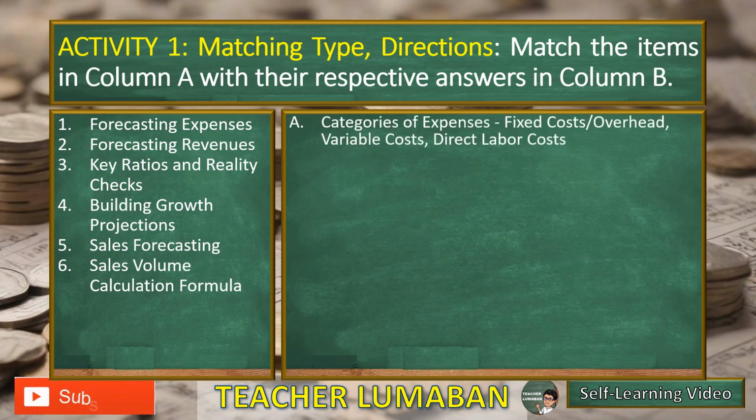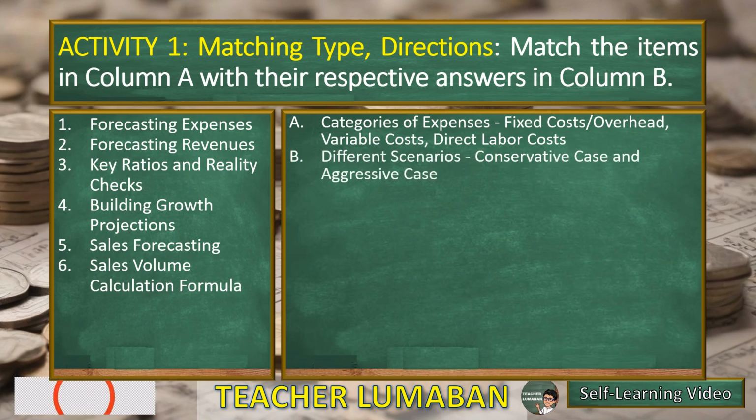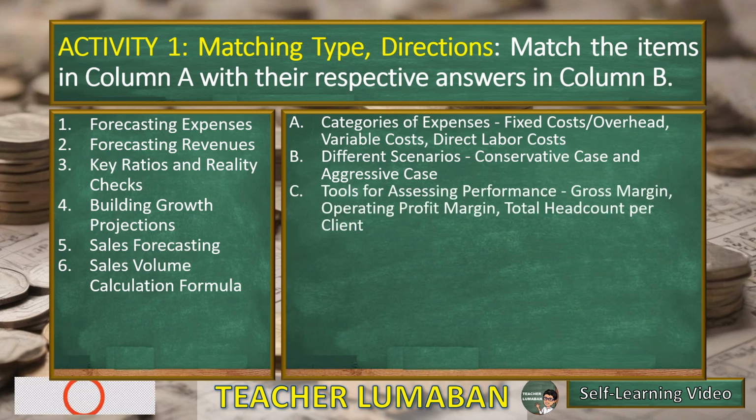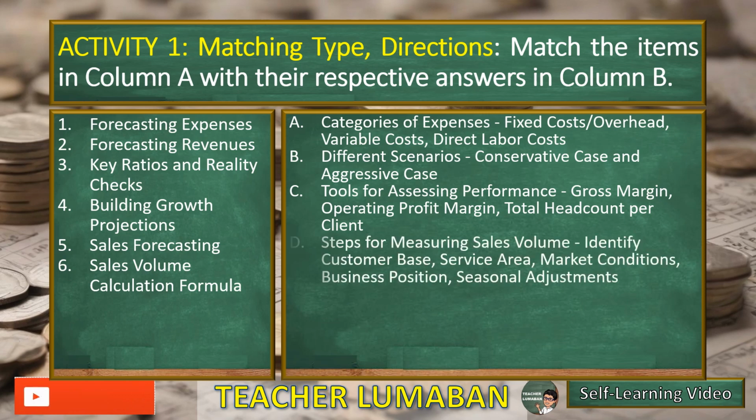Column B. A. Categories of expenses, fixed costs/overhead, variable costs, direct labor costs. B. Different scenarios, conservative case and aggressive case. C. Tools for assessing performance, gross margin, operating profit margin, total headcount per client. D. Steps for measuring sales volume, identify customer base, service area, market conditions, business position, seasonal adjustments.